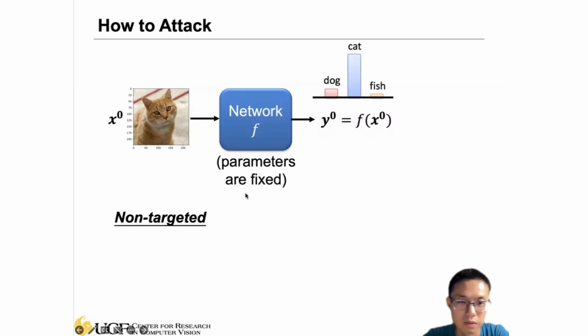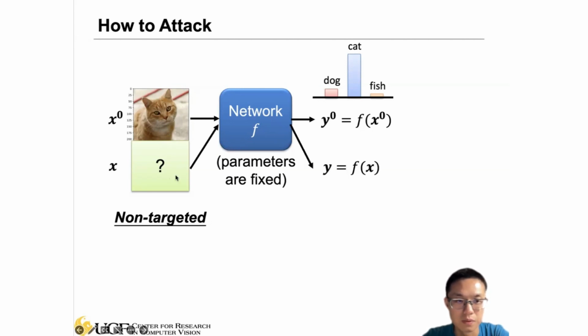And we fix the network parameters, because the only thing we change here is going to be the input. We are not going to do anything to the network, so the parameters are fixed. If we're doing the non-target attack, basically we want the network to output a label that is not a cat. Anything but cat. So we want to figure out what kind of noise we want to add to this original image.